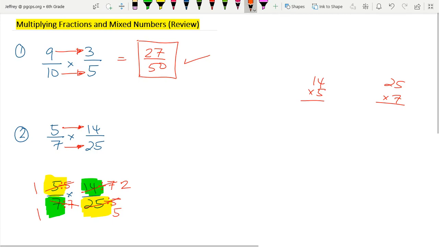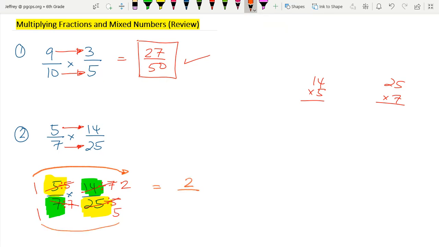Now we can multiply straight across. So 1 times 2 will give us 2, and 1 times 5 will give us 5. And we are done. See how fast that was? And we are dealing with smaller numbers.